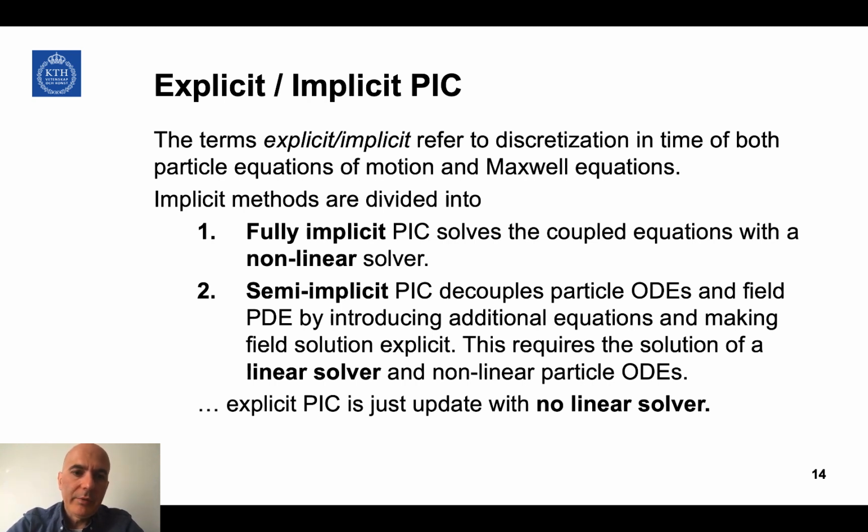Implicit methods are divided into two big categories. One is called full implicit, that solves the coupled equations with a nonlinear solver. So in this case, both the equation of motion and the field solver are solved implicitly. Semi-implicit decouples the particle from the field PDE by introducing an additional equation, making the field solution explicit. So the field equation solution is explicit, while the particle motion is implicit. So it's a part that is explicit and the other one is still implicit.